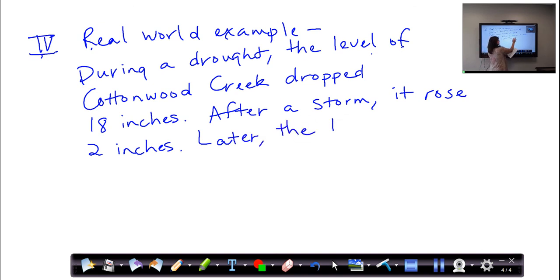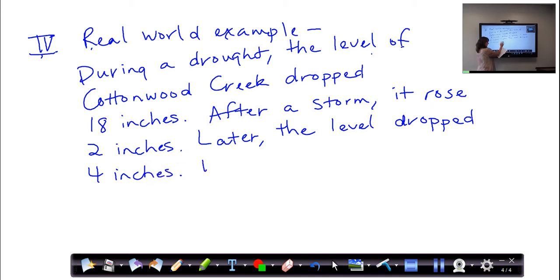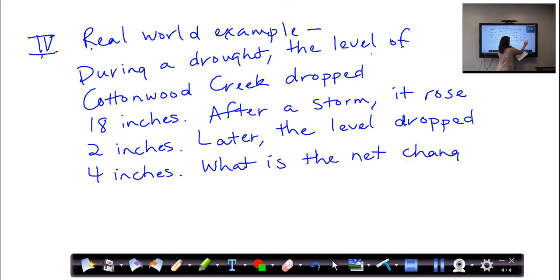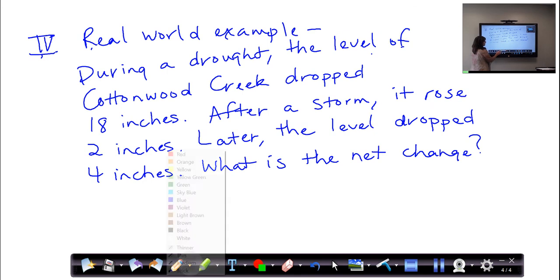Later, the level dropped 4 inches. And we want to know what is the net change. So we want to use algebraic symbols to express this, and this is the point of your signed numbers.